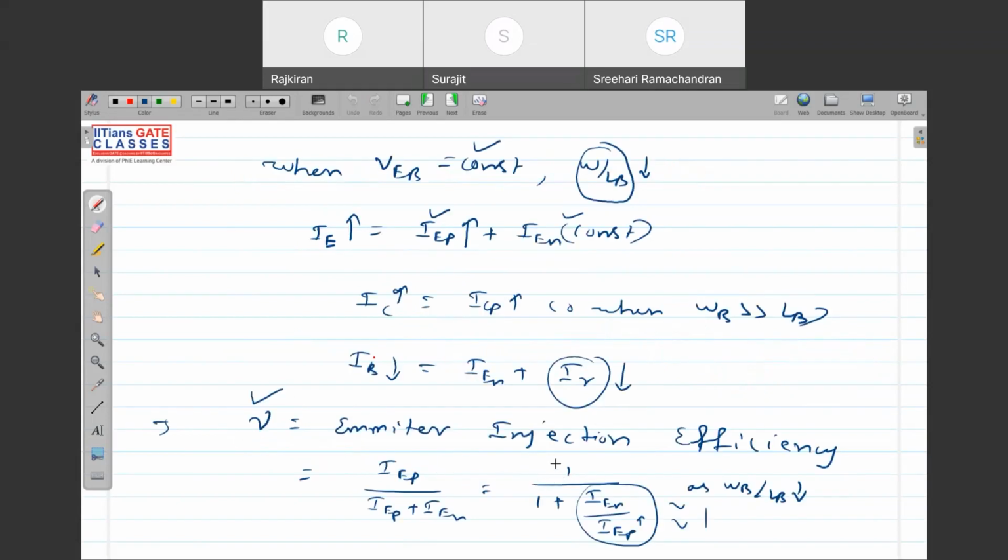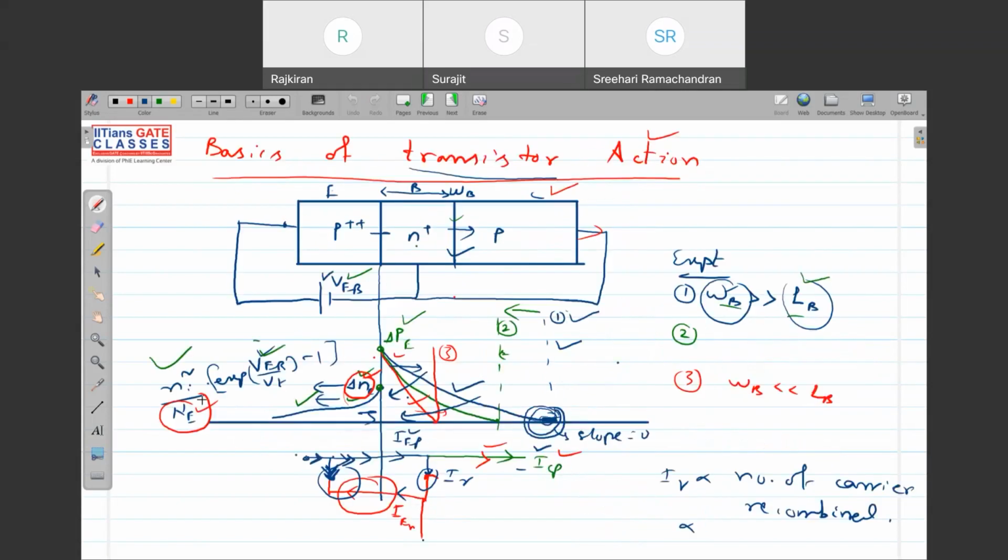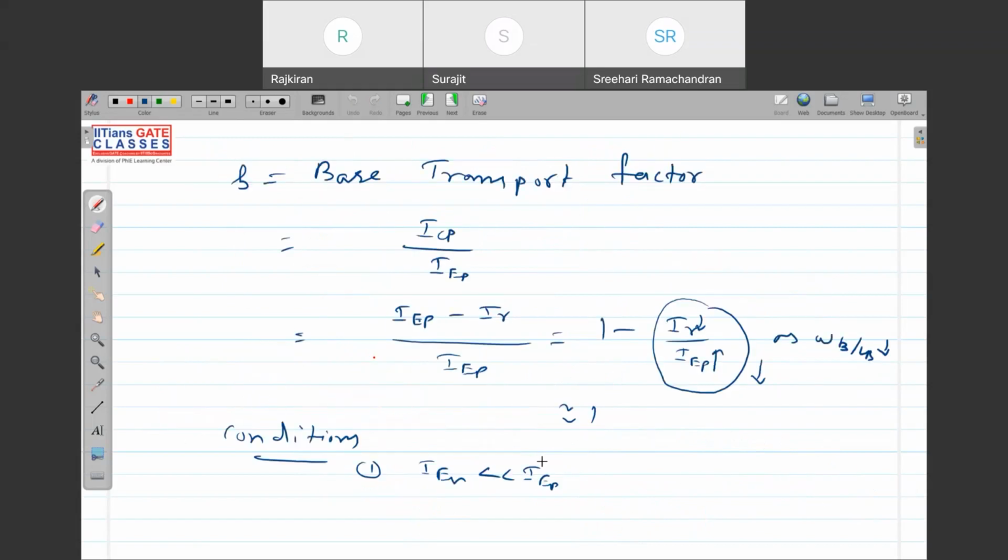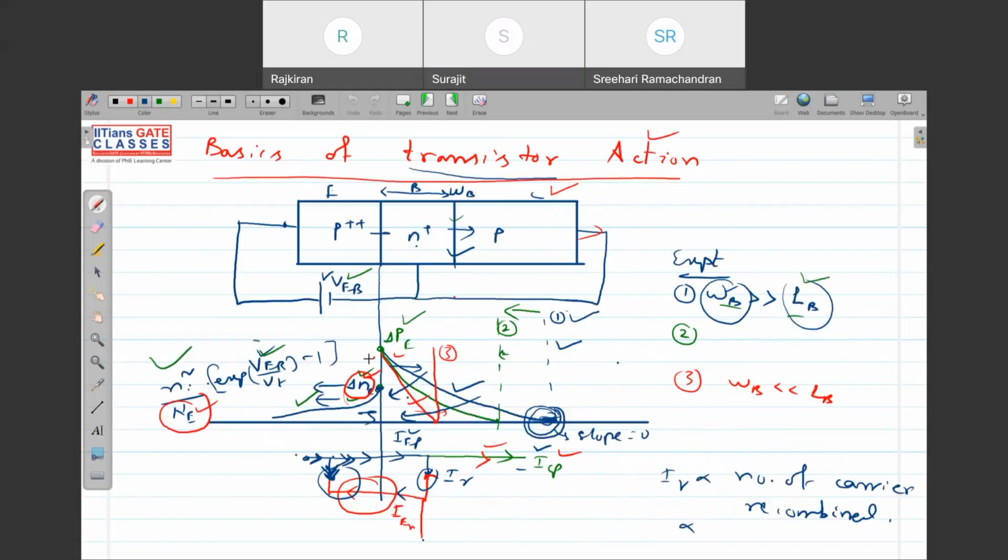For making that, what do you have to do? The doping of the emitter should be very, very high, because this depends upon the doping of the emitter. That means NE should be very, very greater than NB. This is the first condition for a BJT transistor. When my doping here is very high, this point is NI square by NE into exponential of this voltage. Since NE is very, very high, this can be small, and so this point can be very small, right? This is the first condition.